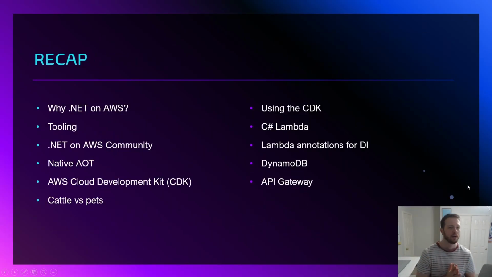So just to recap, we went over why to use .NET and AWS, basically because those are the things you're familiar with. Some of the tooling like templates and CLI tools available to you, some of the community options you can find, the fact that AWS supports native ahead-of-time compilation. Obviously, we went through a lot of CDK, how to use it, and talked about cattle versus pets at the very end. And in the demo, we saw a bunch of the CDK. We made some C# Lambdas, saw those Lambda annotations in action, how much effort they save us. And we connected to DynamoDB and API Gateway as well in our Lambdas.